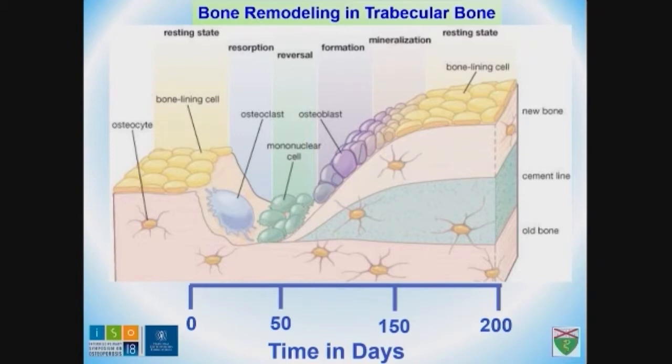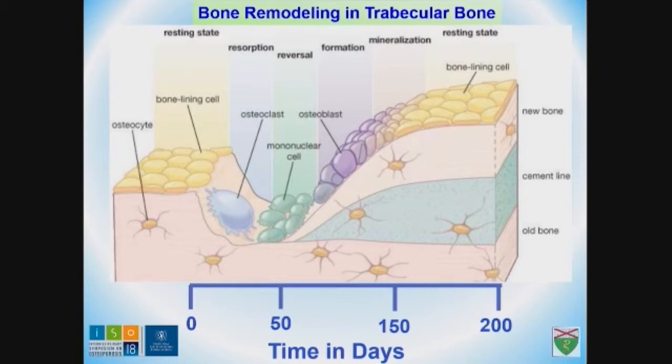Then there's a reversal phase during which these reversal cells are present, followed by a period in which there's bone formation to repair the deficit that was developed by the osteoclast. And this is a pretty long process. The resorption phase is fairly quick, over about 50 days, but the entire remodeling cycle occurs over about 200 days.